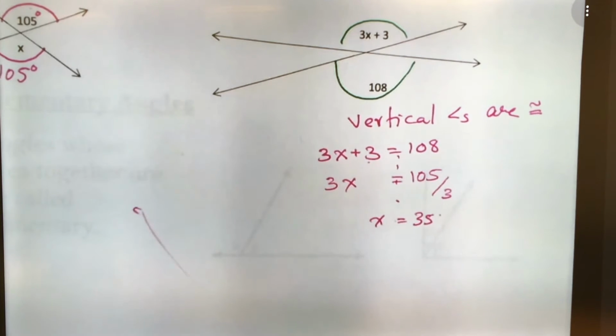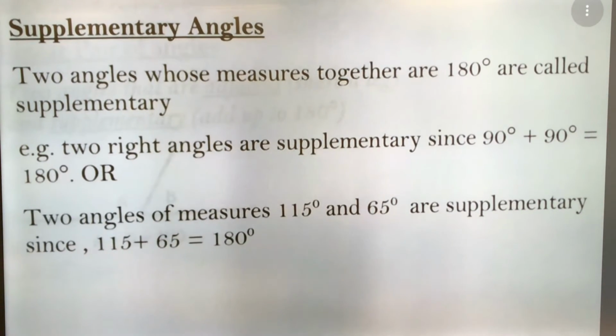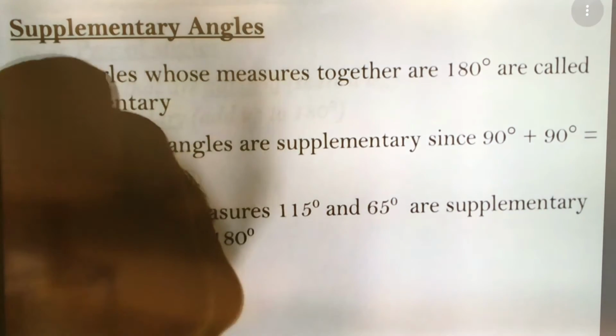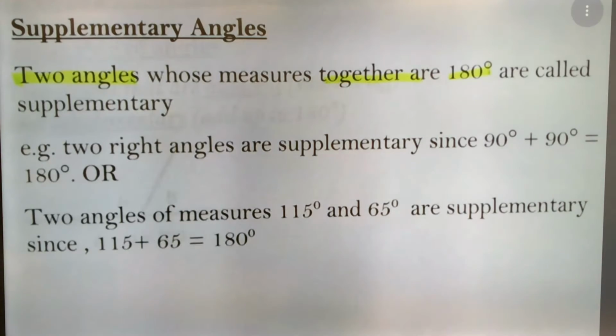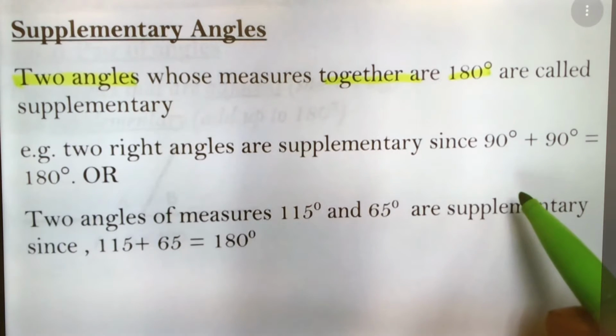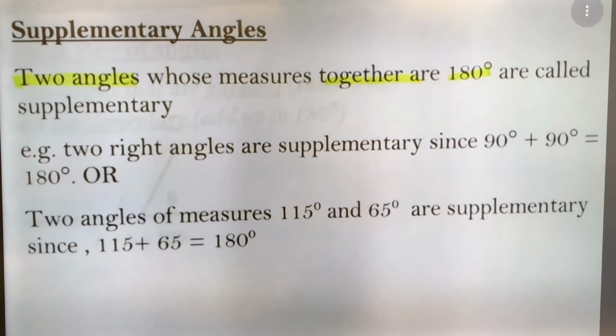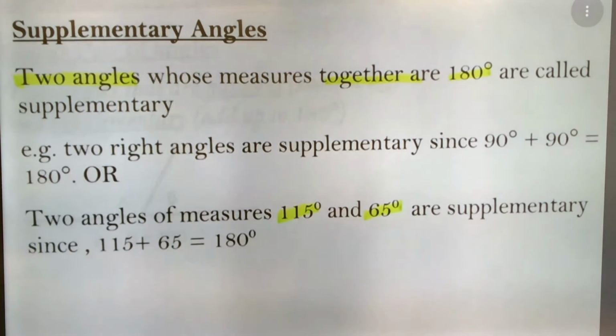Now we are going to discuss the next angle pair, the supplementary angles. Here is the definition: supplementary angles are two angles, that's the important thing, which together make 180 degrees. I have an example here: two right angles, 90 and 90. They are supplementary because they add up to 180. Another example is angle 115 and angle 65. They are also supplementary because those two angles add up to 180.